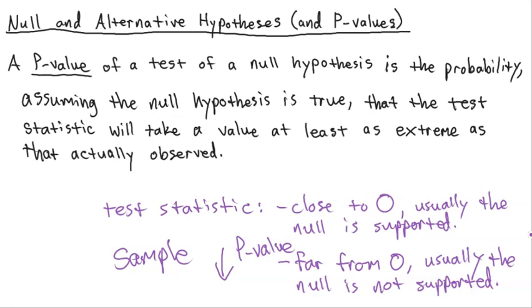And so that's it for our definitions of null and alternative hypothesis and an introductory brief description and definition of a p-value.